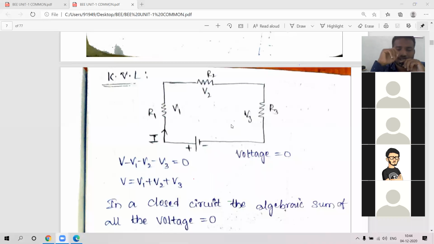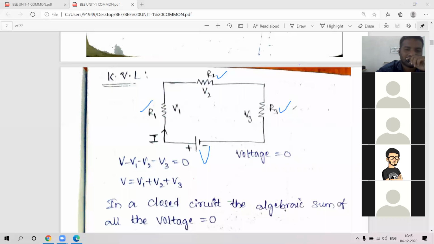Here I am considering only one voltage source. This is the voltage source, plus and minus is there, no? This is the voltage source I have taken, and the remaining are resistors R1, R2 and R3. Three resistors are there.